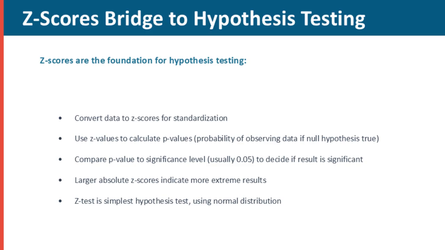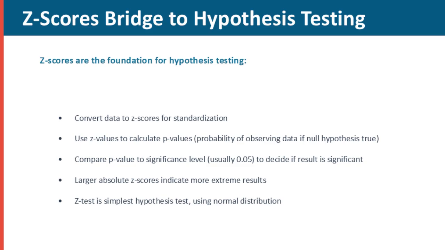So here is the key insight. Larger absolute z-scores mean more extreme results. A z-score of 3 is way more unusual than a z-score of 1.5. A z-score of 2 roughly corresponds to a p-value of 0.05. That's why 2 standard deviations, or 2 sigma, is so common as a significance threshold.